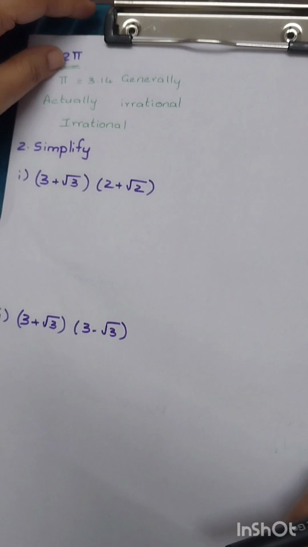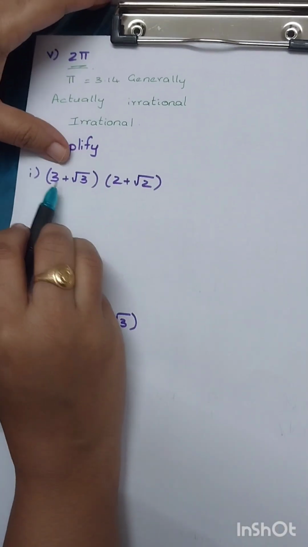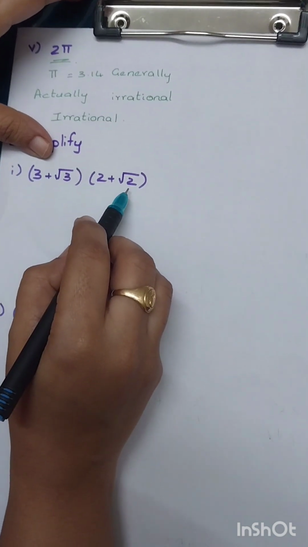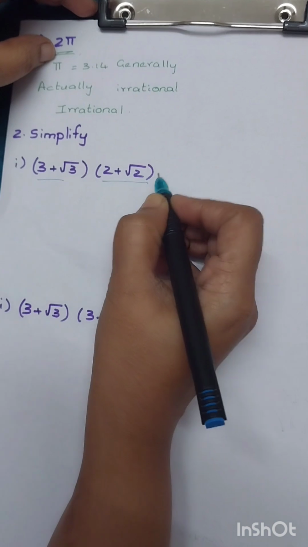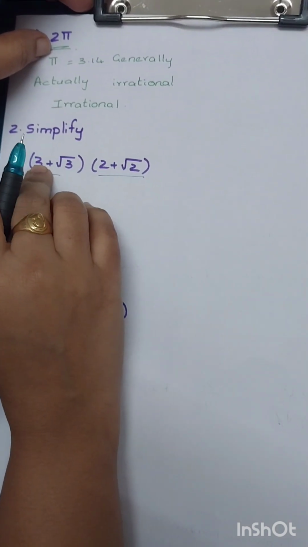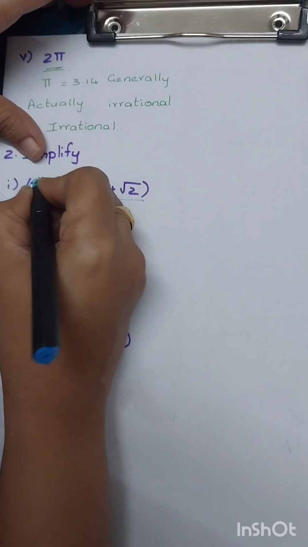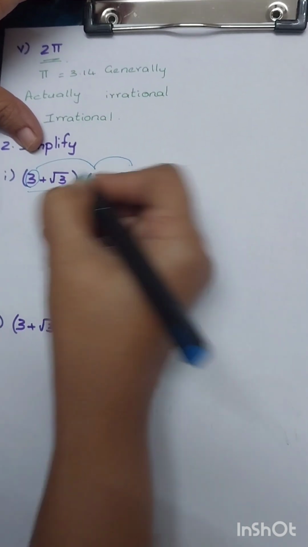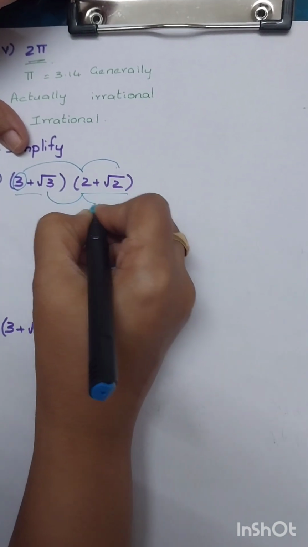Okay. Now let's solve the second problem, that is simplify (3 plus root 3) into (2 plus root 2). So how are we going to solve this? We are given two terms which we are going to multiply. So first we will take 1 and multiply with the first number and then with the second. Similarly, we will take the second one, multiply with the first and the second.